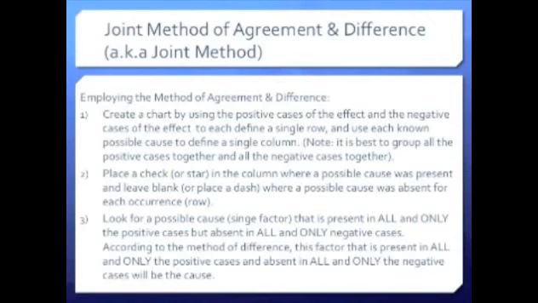Finally, we look for a possible cause, which will be a single factor, that is present in all and only the positive cases and absent in all and only the negative cases. According to the joint method, this factor that is present in all and only the positive cases and absent in all and only the negative cases will be the cause. Let us discuss an example where this method is applied.